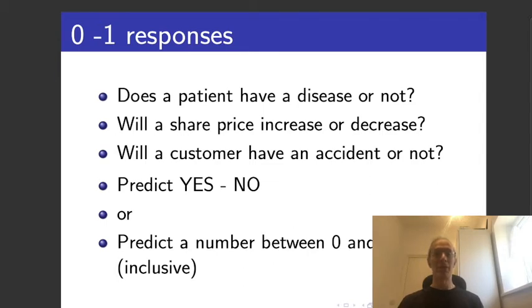For example, does a patient have a disease or not? Will a share price increase or decrease? Will a customer have an accident or not? I do a great deal of trying to understand that. But if you think about it, even in cases like that, it's not a simple yes or no.